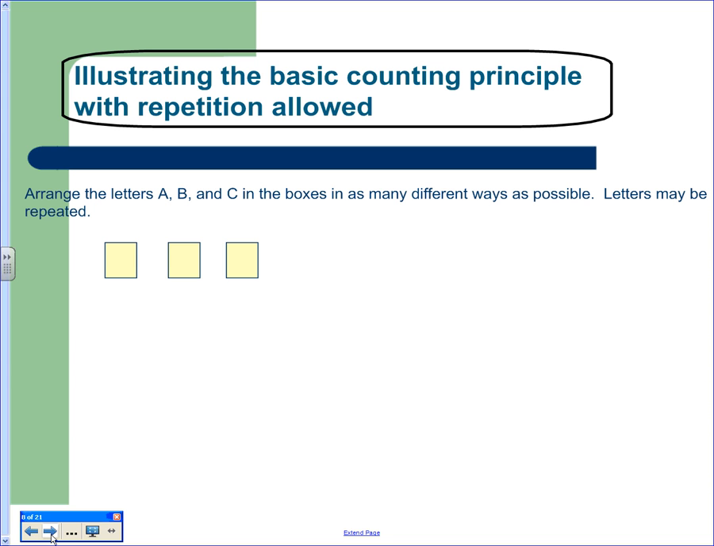You can put any of the 3 in the first spot. How many can you put in the second block? And then in the third block? Letters may be repeated. So after you put one there, you still have all 3 of them to put here and then in there. Does that make sense? Because you can use the same letter over again.